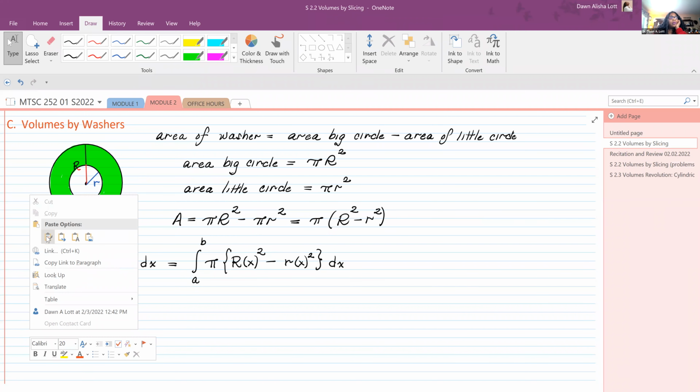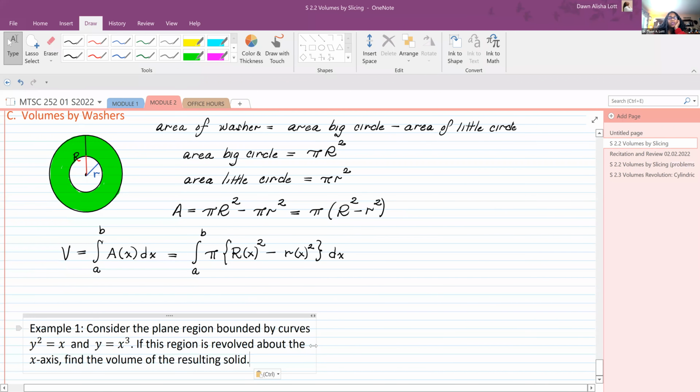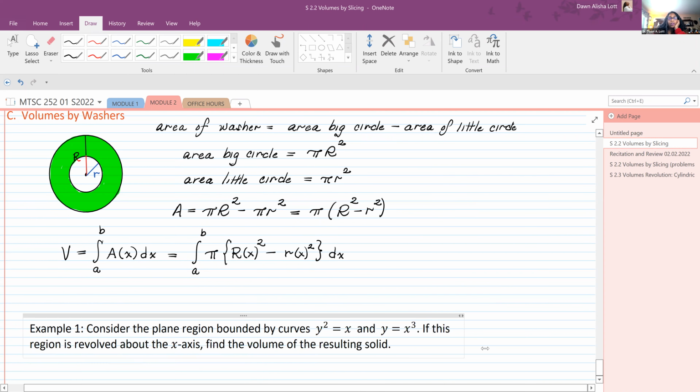Okay, so we have to see the washer. The same way you have to see the disc, you have to see the washer. And so that's why I say draw the picture so that you can actually know what it is.